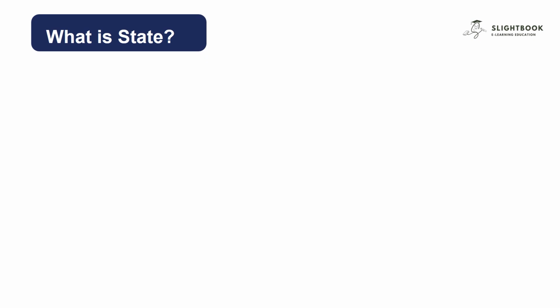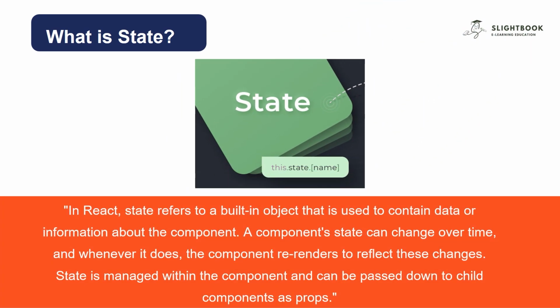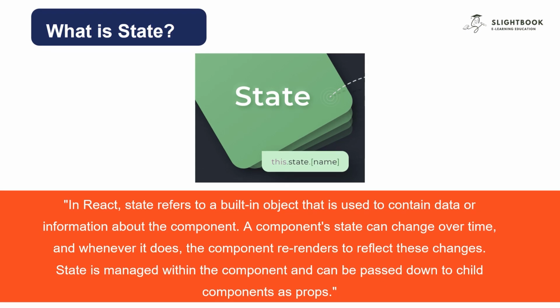Now, what is state? In React, state refers to a built-in object that is used to contain data or information about the component. A component's state can change over time, and whenever it does, the component re-renders to reflect these changes. State is managed within the component and can be passed down to child components as props.